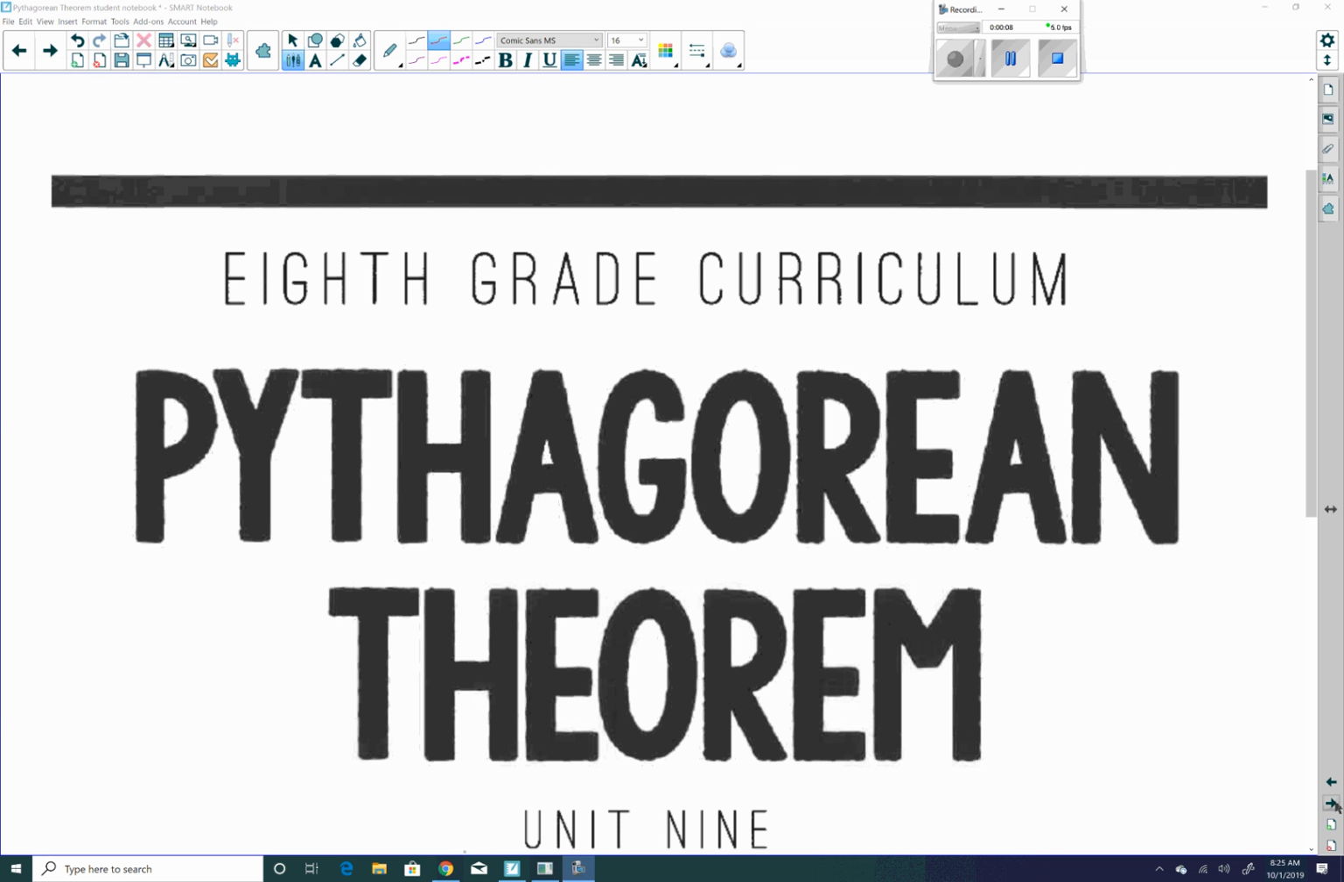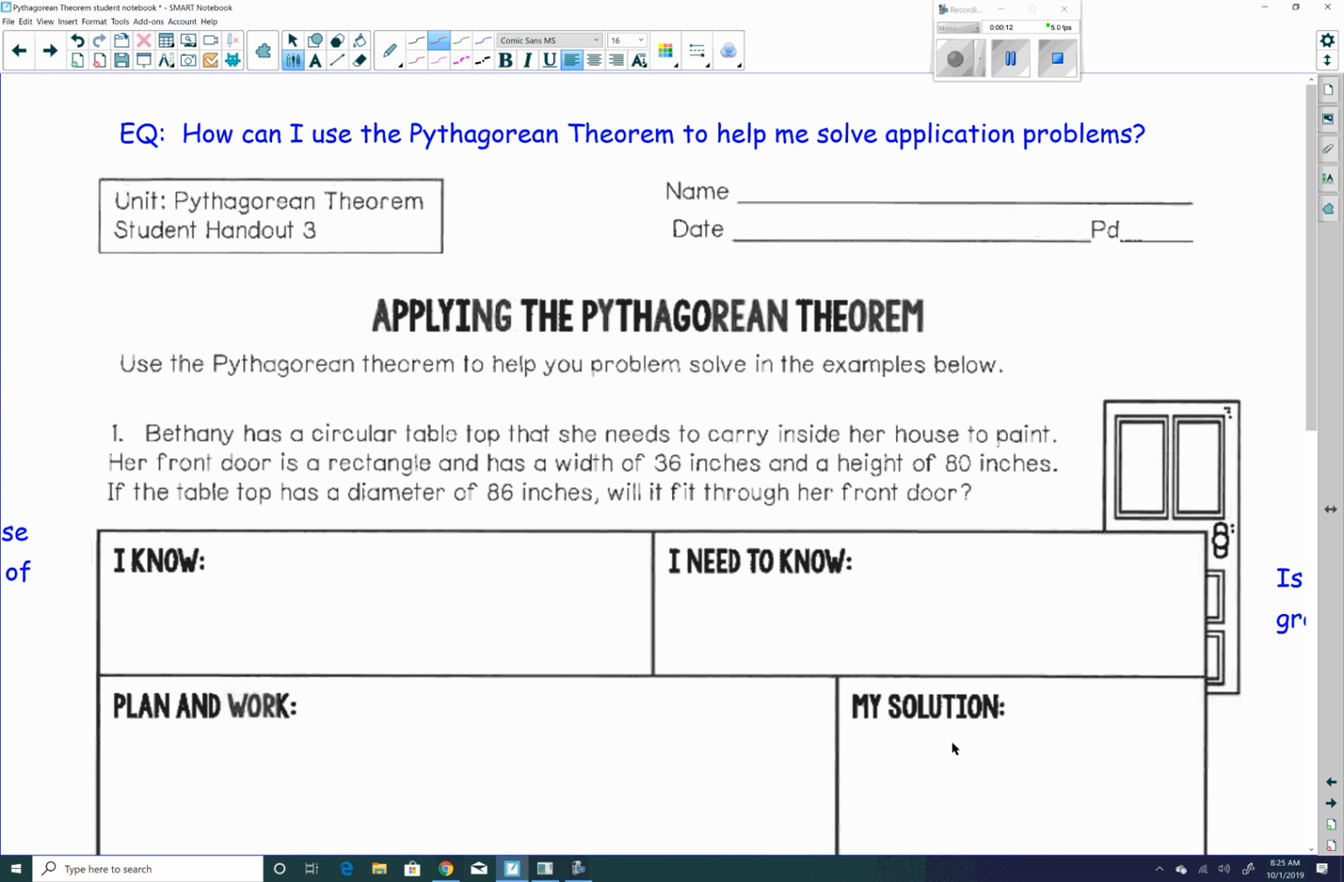The lesson that we're on right now is called Applying the Pythagorean Theorem. It should be on or about page 9 of your packet. On the top of the page, it should say Applying the Pythagorean Theorem in this kind of bold print. And at the very top, I'd like to add the essential question: how can I use the Pythagorean theorem to help me solve application problems? So that's going to be our essential question for this particular lesson.